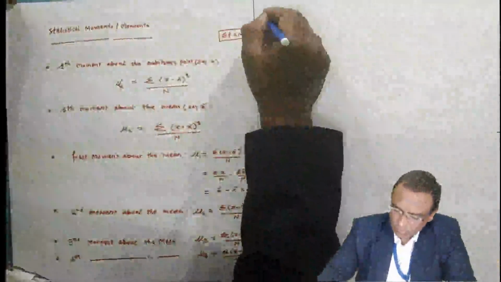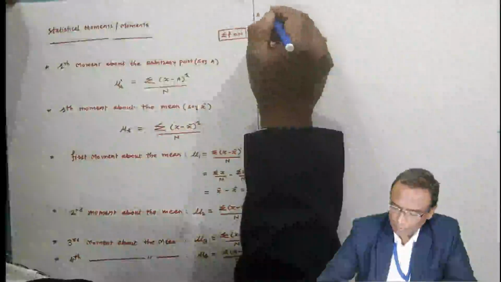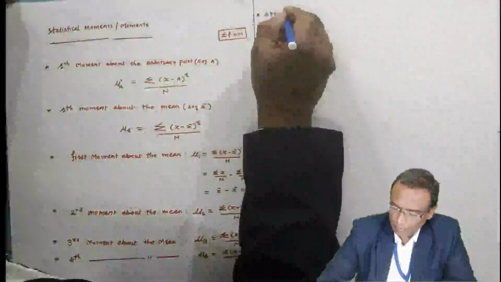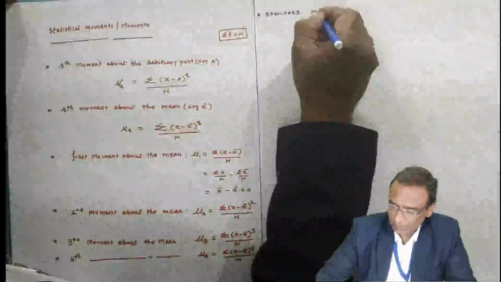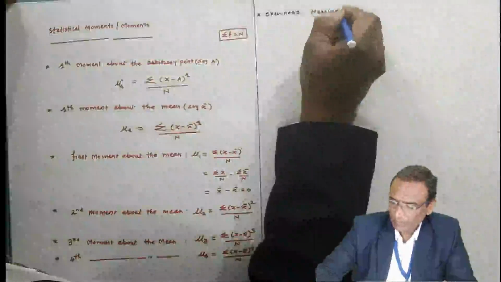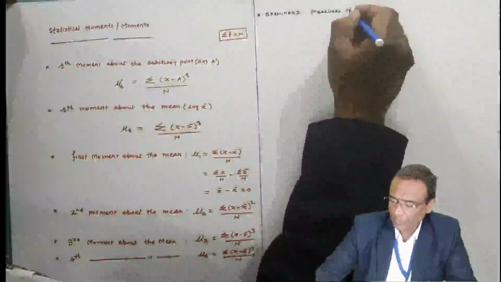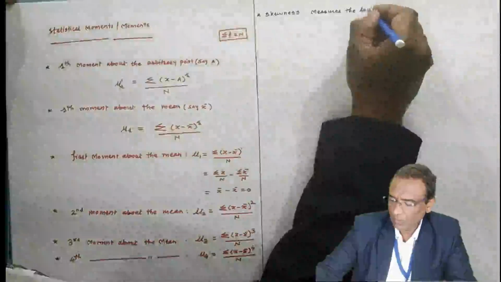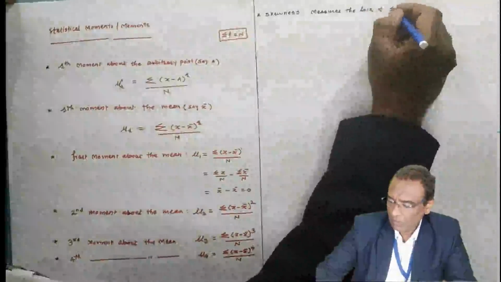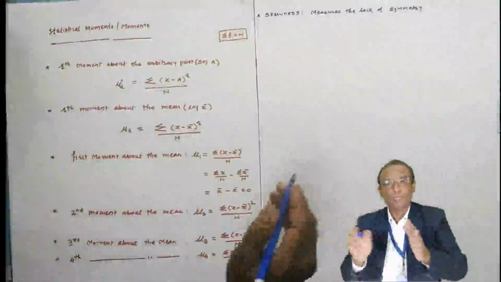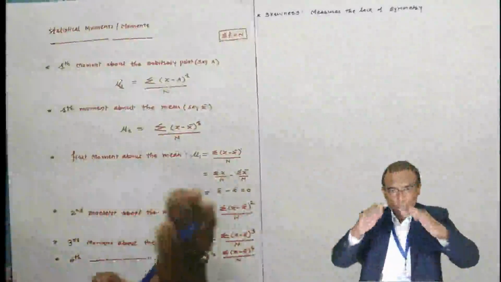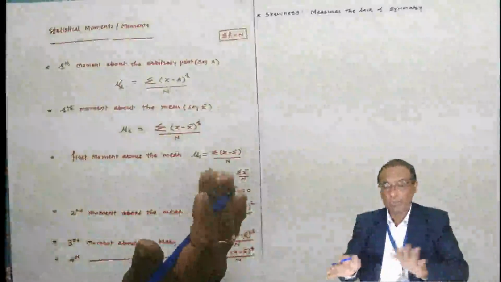Now coming to skewness. What is skewness? Skewness measures the lack of symmetry, you can say. It measures up to which degree the data is not symmetric. It is measured by skewness.